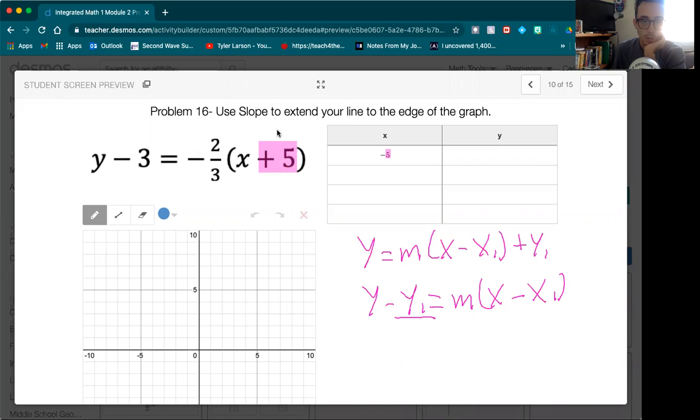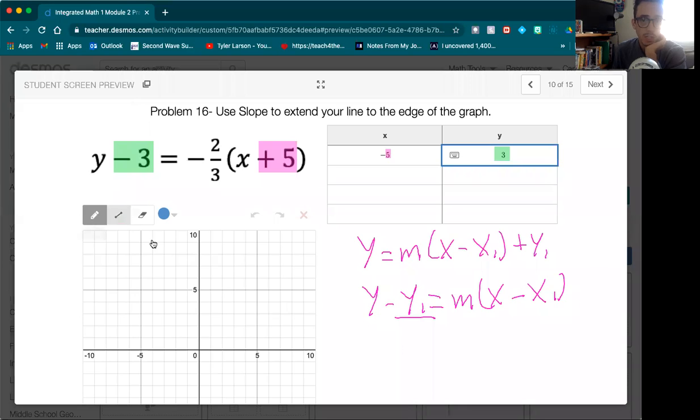I'm getting my y coordinate, which here it claimed was negative 3, but we really want to make it positive 3. So that's 1 point. And what else can we say? We have a slope of negative 2/3. So this is something to also throw into the mix. But I'll map this point out first.